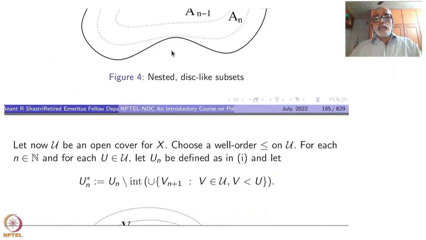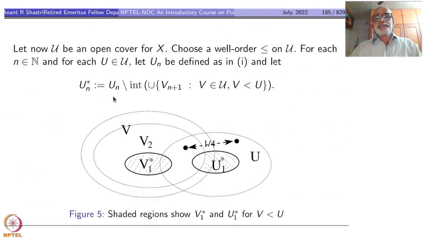1 by 2 power n. But one more definition I am going to give you, namely U_n star, which is a subset of U_n wherein I have thrown away, this is the set theoretic complement, set theoretic minus, the interior of all the V_{n+1}s, where V occurs before U. U is some element in this curly U, it is well ordered, so it is an ordering. Take all the initial elements to U, and take all their V_{n+1} part only, not the full V. Then take the union of all of them. Okay, n is fixed here, V is varying, only over this initial segment. Take the interior of all this union and throw it away.